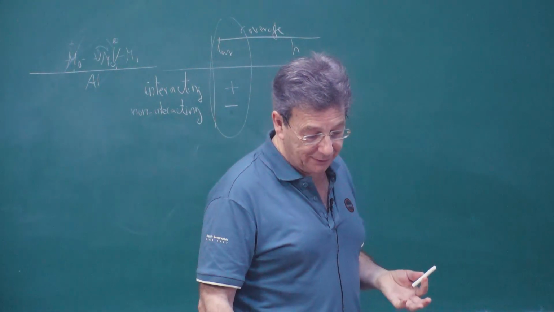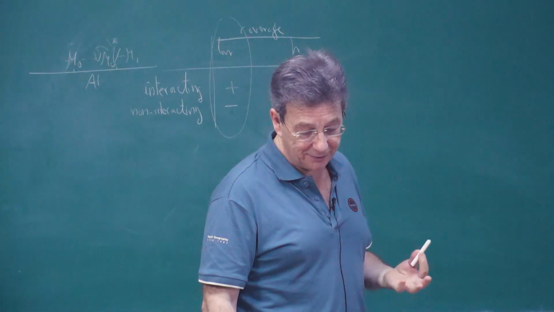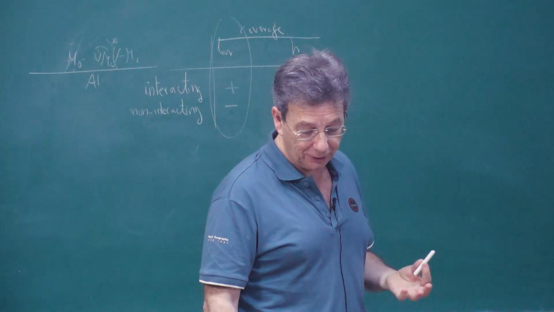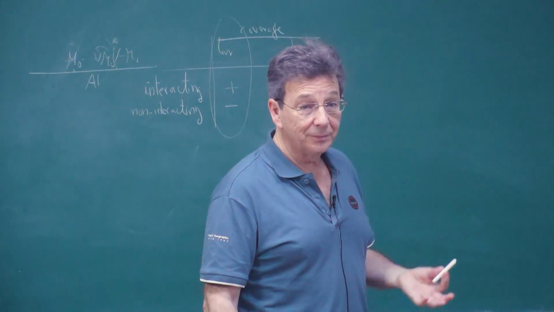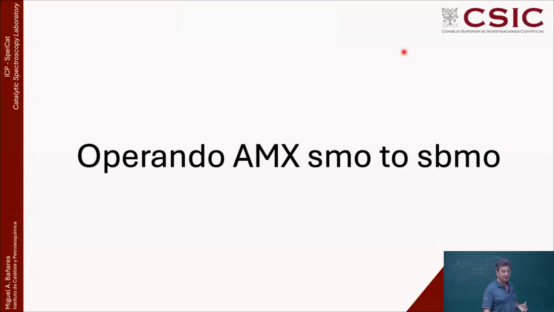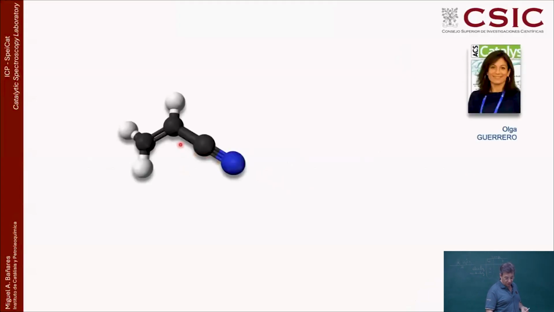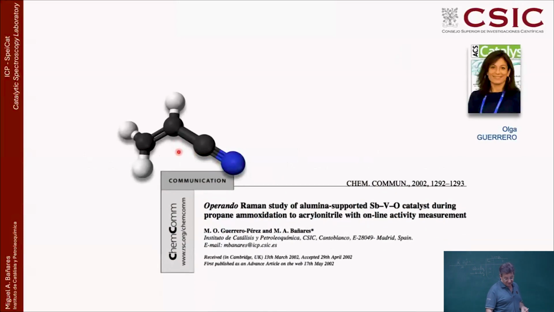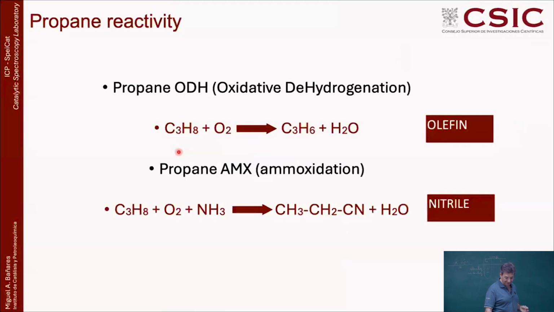So one case of mixed oxides that in principle do not appear to have interaction is vanadium and antimony. These are two elements which are used, for instance, in catalysis for ammoxidation of propane to acrylonitrile. Ammoxidation is a reaction where you make this acrylonitrile, which was a work made by Olga. And basically, this paper is interesting because that was the first paper using the word operando. So this is a very old story, but fortunately I was not wrong, and the story from here remains valid, which is also important.